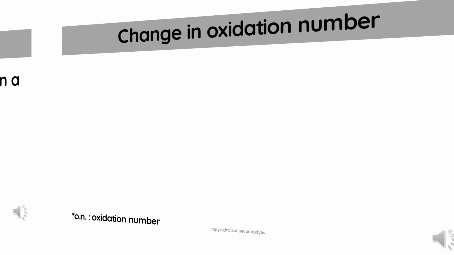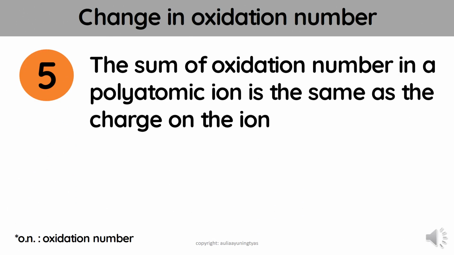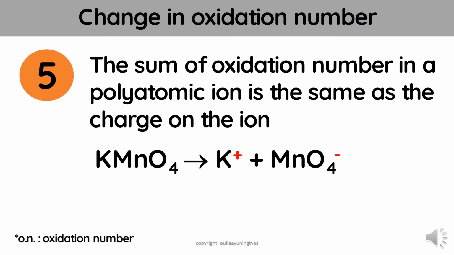Rule number 5. The sum of oxidation number in a polyatomic ion is the same as the charge on the ion. Here we still have KMnO4. KMnO4 consists of K plus ion and MnO4 minus polyatomic ion. Oxidation number of potassium is positive 1 because charge of potassium is positive 1.